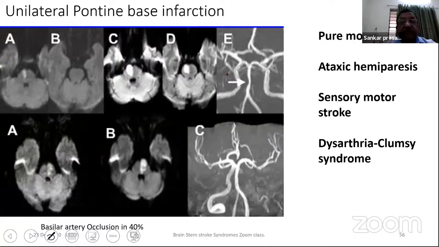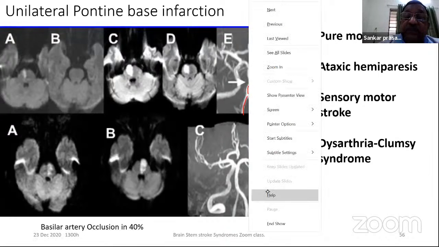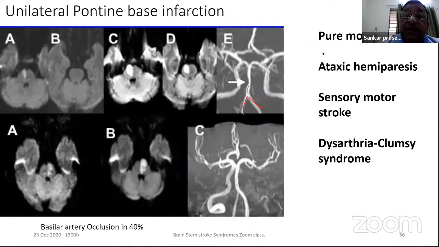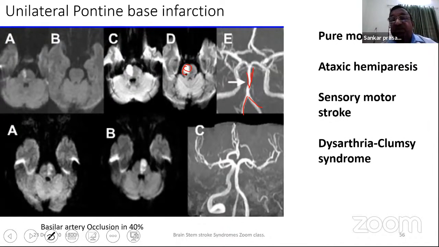So you see here, there is a pure motor stroke, ataxic hemiparesis. So these are the vertebral arteries, they join to form the basilar artery, and you see here there is a narrowing, and this is a supply. This resulted in a stroke here because of the compromise of the lumen, and these are the various manifestations that can come with the pontine infarcts. So pontine infarcts can be in the midline or it can be the whole of the pons.